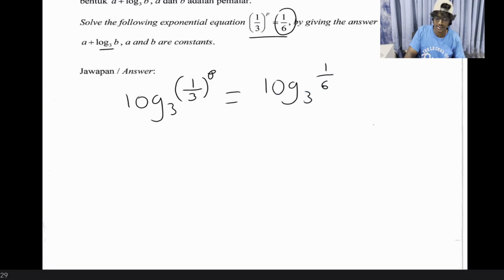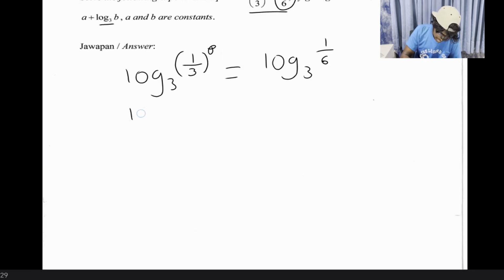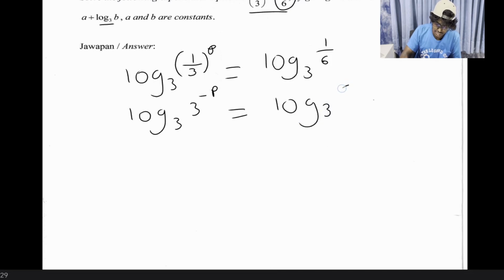of 1 over 6. Now I don't like what I see. I want to make it as simple as possible. So I make this into 3 as well. How? 1 over 3 is the same as 3 to the power of negative 1. So if the negative 1 is there, p will be multiplied with that negative 1, meaning it will be negative p. And here I will write log 3 of 6 to the power of negative 1.